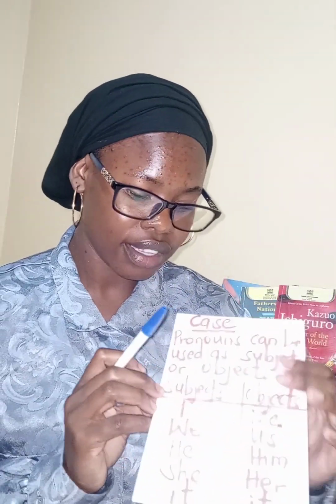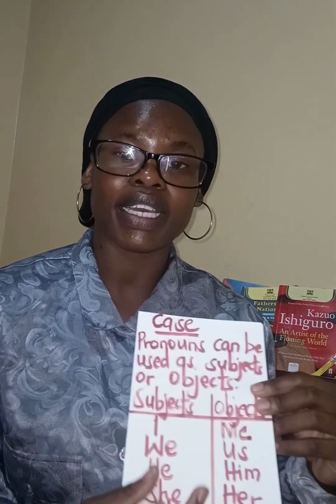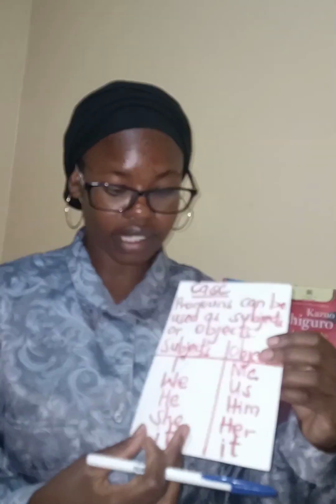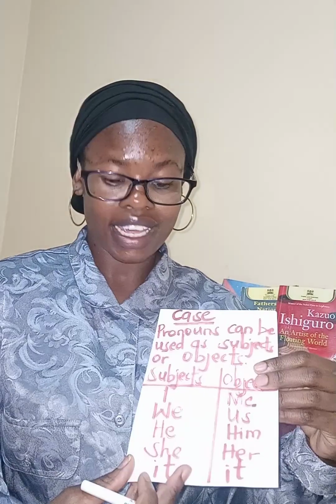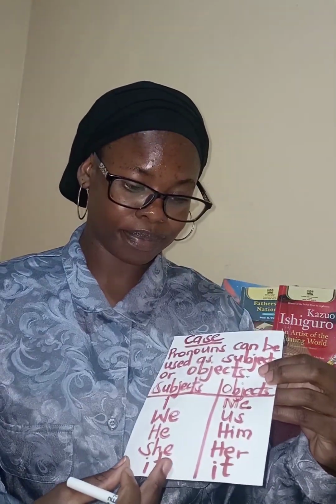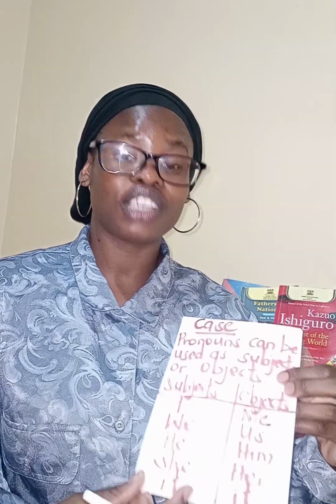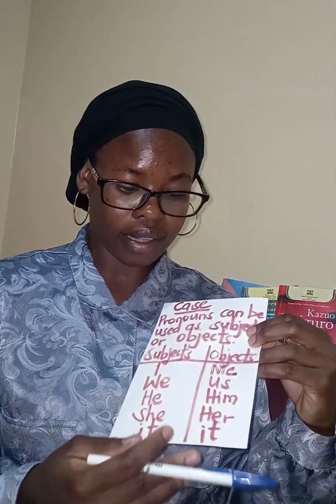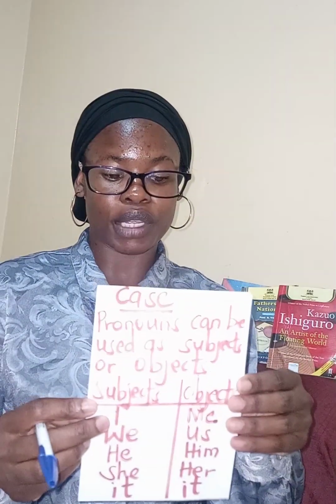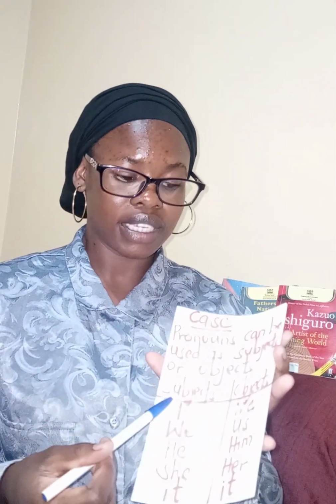I have a box there. The first part are pronouns that can be used as subjects: I, we, he, she, and it. And those that can be used as objects are me, us, him, her, and it. We have more examples. Under subject we also have they and you, and under object it becomes them, and also you.